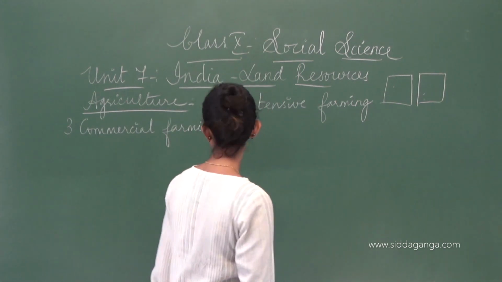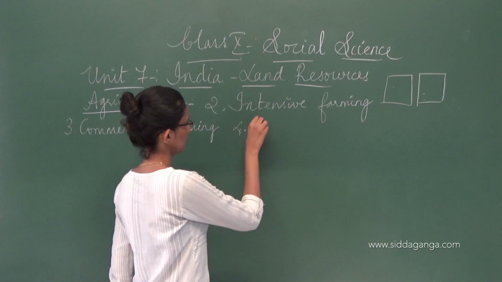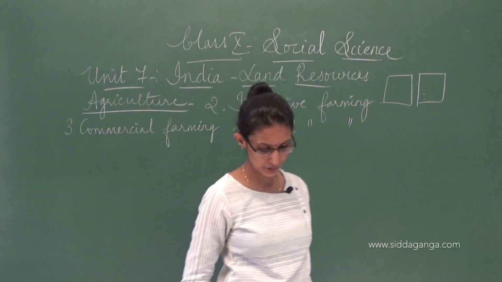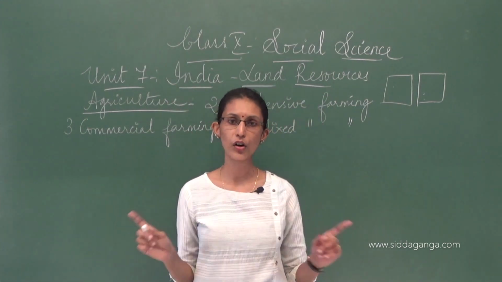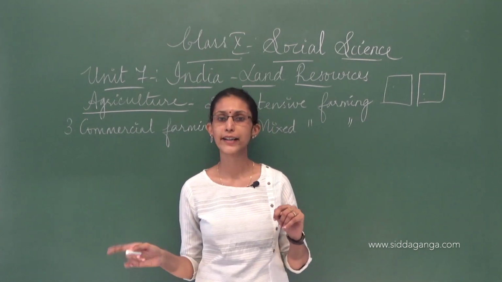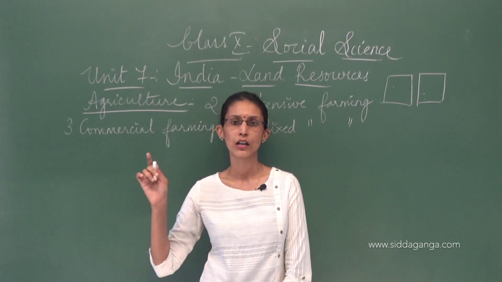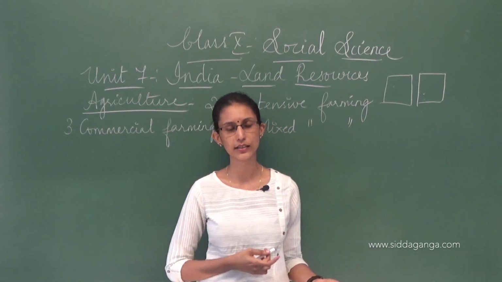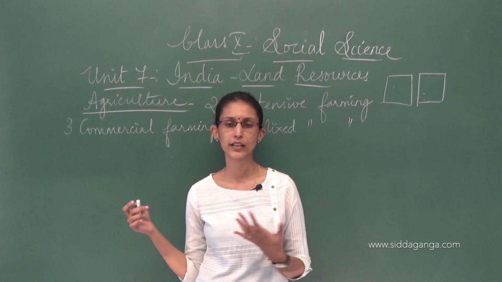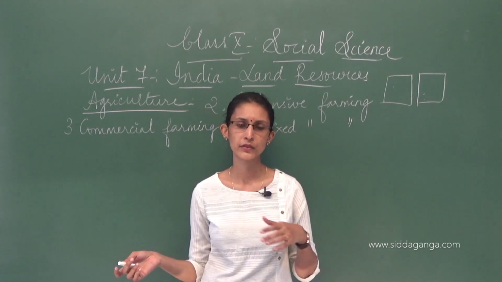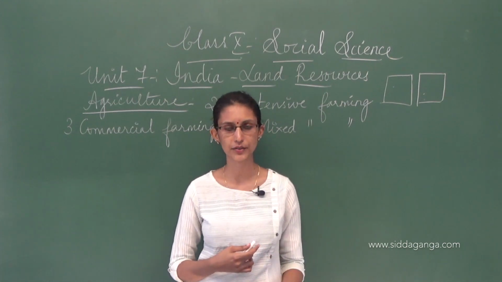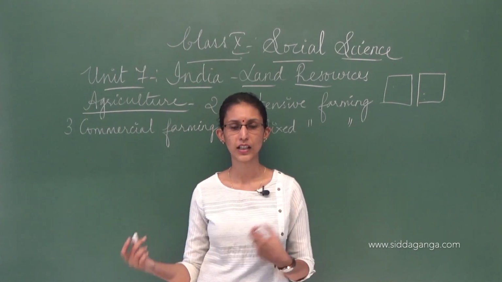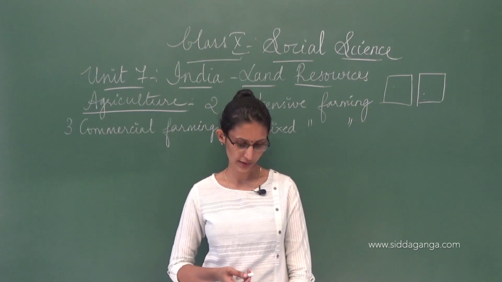Next is mixed farming. What is mixed farming? Cultivation of crops as well as rearing of animals, your livestock, like cow, sheep, goat. You keep livestock and rear those animals, and on the other side you are also doing your agriculture. Rearing of livestock has also been brought into the broader concept of agriculture. Cultivation of crops as well as rearing of animals is called mixed farming.